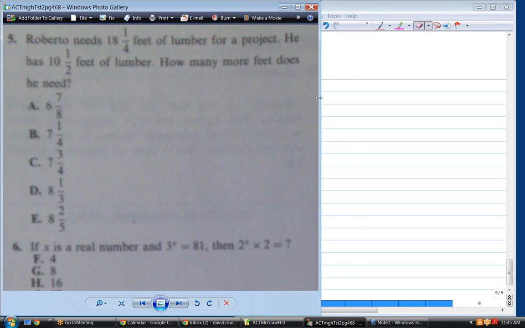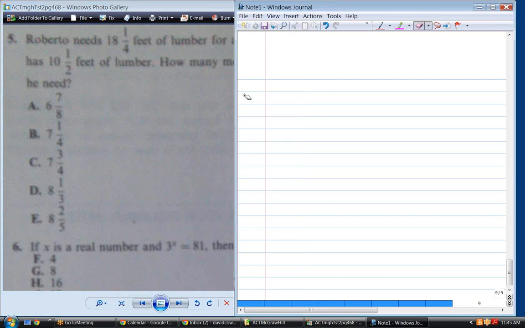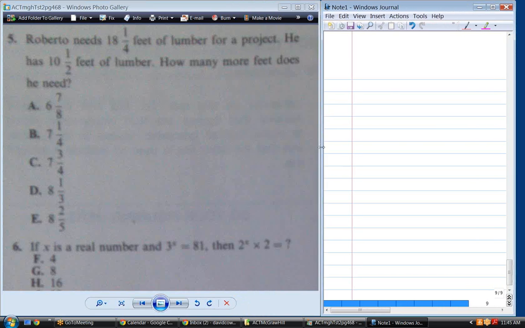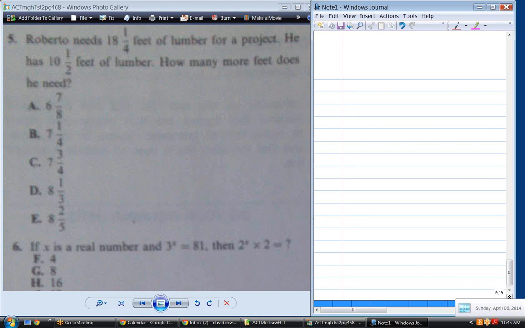You read that? Yep. Okay. Do you have a calculator in front of you? Yep. Do this however you can, as quickly as you can. I'm not convinced the calculator is the best way to go, but maybe if you know your calculator well, it could be.